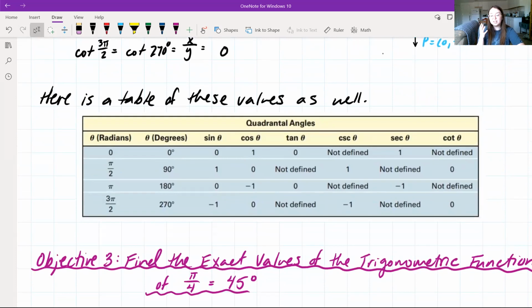All right, and here is a table as well. So this table covers all the quadrantal angles, all of the different trigonometric functions and their values according to the degrees and radians, both theta values. And we see each number is either going to be 0, 1, -1, or undefined. Those are our main attributes there of our quadrantal angle.